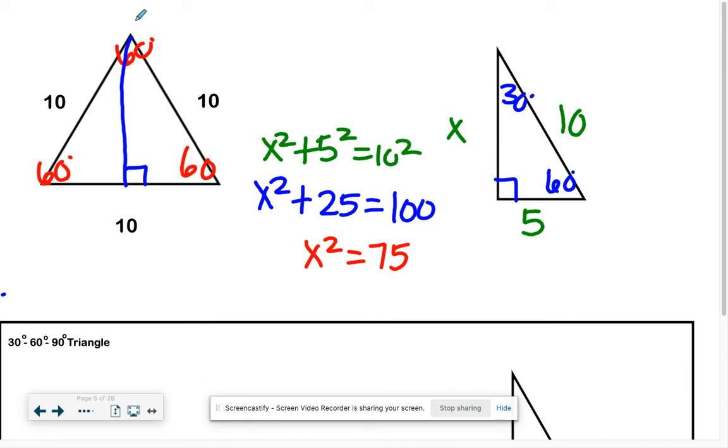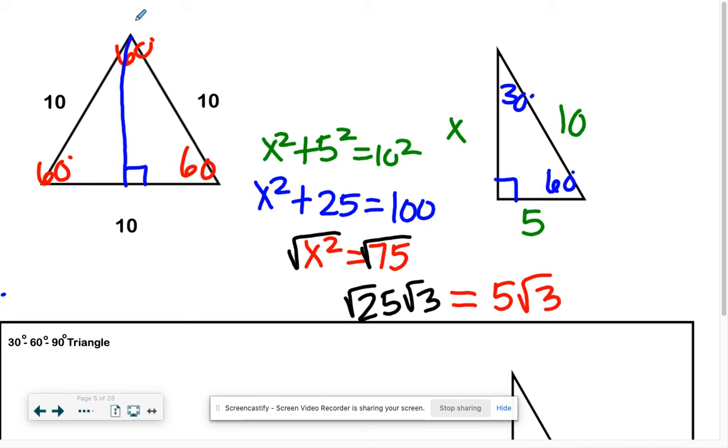So now we don't want a decimal, so we're going to take the square root, but we're going to have to break it down, but we're good at that now. So what perfect square goes into 75? 25 3 times. You guys agree? 25 3 times? Okay, what's the square root of 25? 5. So 5 root 3.